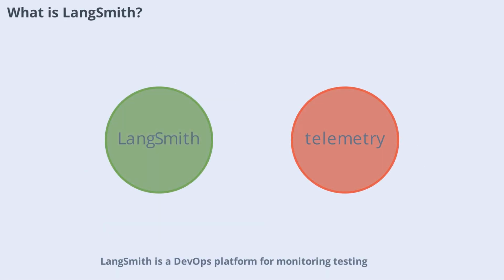LangSmith is a DevOps platform for monitoring, testing, and evaluating LLM applications. It tracks detailed telemetry including prompt trace trees, token counts, API latencies, pricing per step, and success or error rates. This visibility helps teams optimize performance and troubleshoot issues in production.